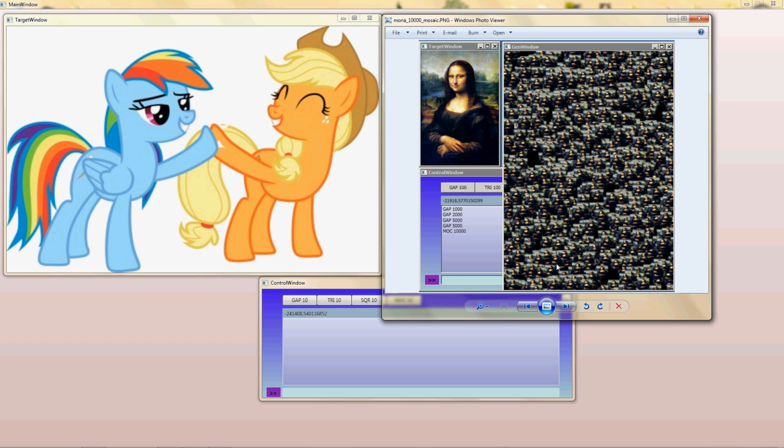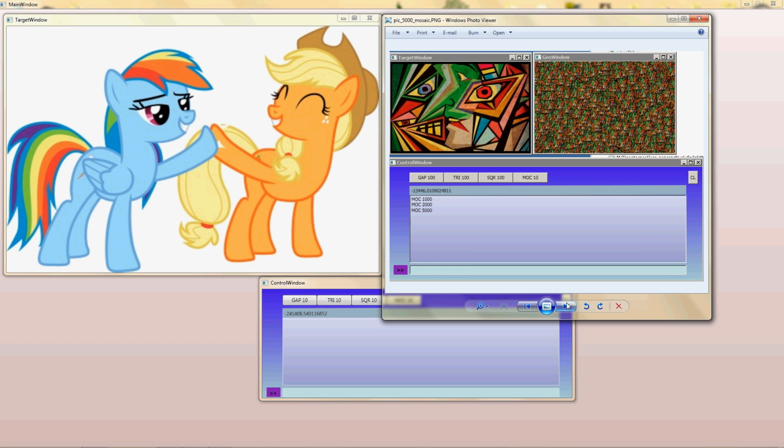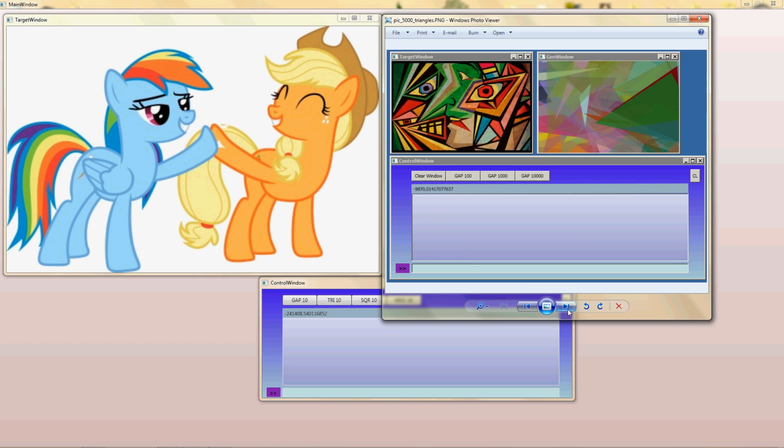And the mosaic one, even with 10,000 generations, doesn't really seem to go anywhere unless you sort of see the Mona Lisa in there. And of course this picture, which is really complex, 5,000 generations doesn't really do much of anything there.